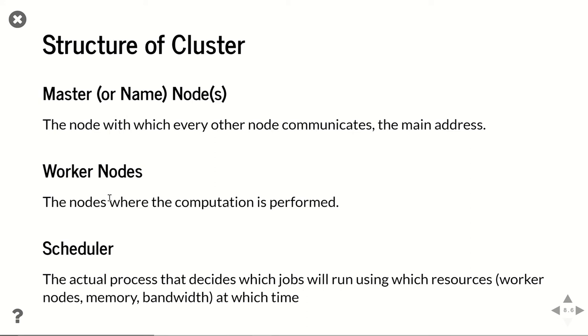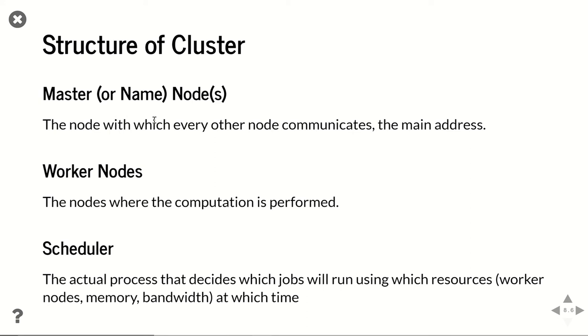The worker nodes are where the computation is actually performed. And so these are the nodes with the processing power, the GPUs, the large amounts of memory, the fast internet connections, or whatever else it might be. And then the last is the idea of the scheduler. That typically runs on the master node, but often it runs on a different node entirely. This is a process which decides which jobs will be run using which resources. Typically you'll have the scheduler running on the master node because that's already communicating with all the nodes. And the scheduler just dictates which jobs go to which nodes.